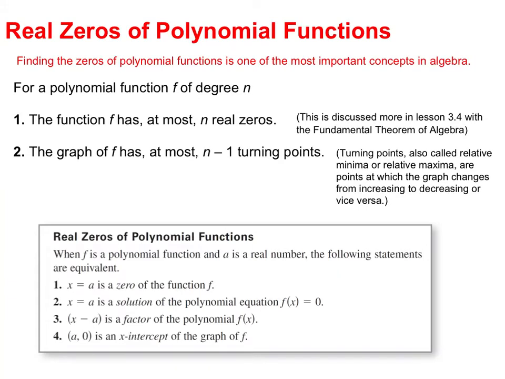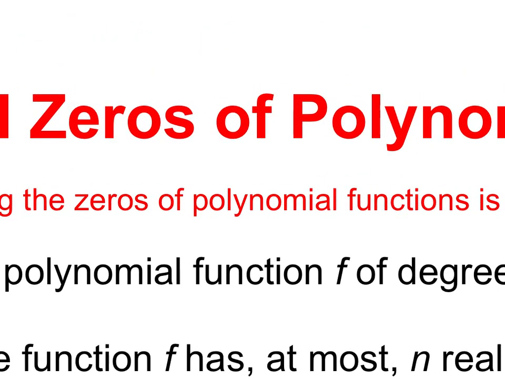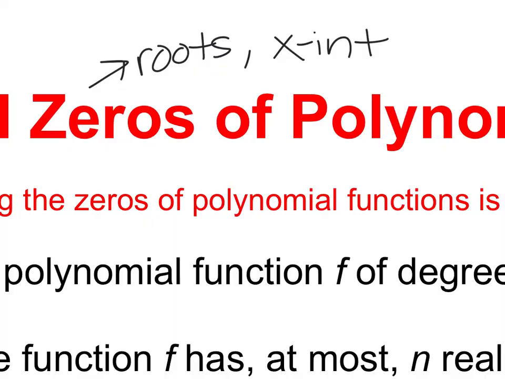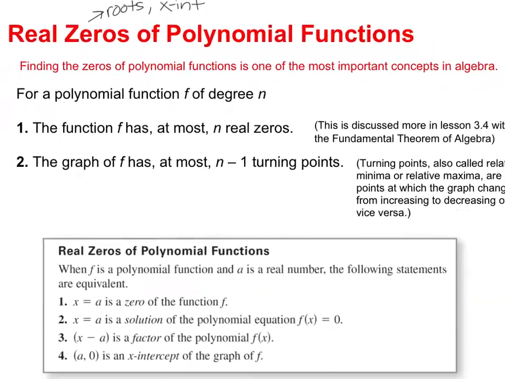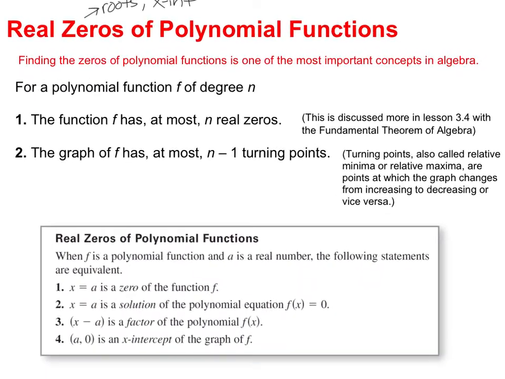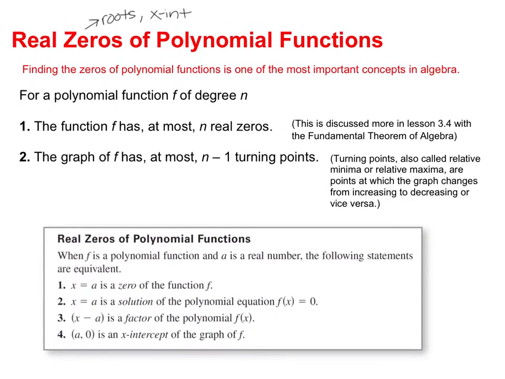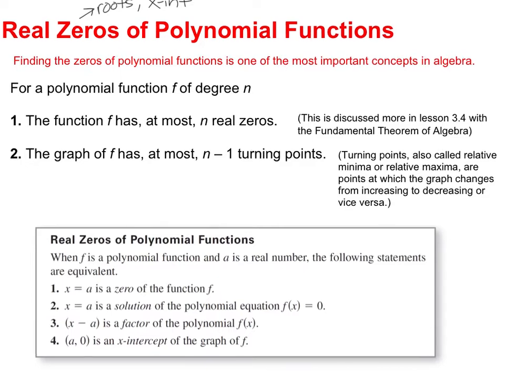Something we're going to do quite a bit here in chapter 3 is find the real zeros of a function. And zeros are the same thing as roots. So maybe you remember the terminology roots, and they're the same thing as x-intercepts. They are one of the most important concepts in algebra to be able to tell what's going on with the graph in terms of where it crosses that x-axis and where the x value is 0.